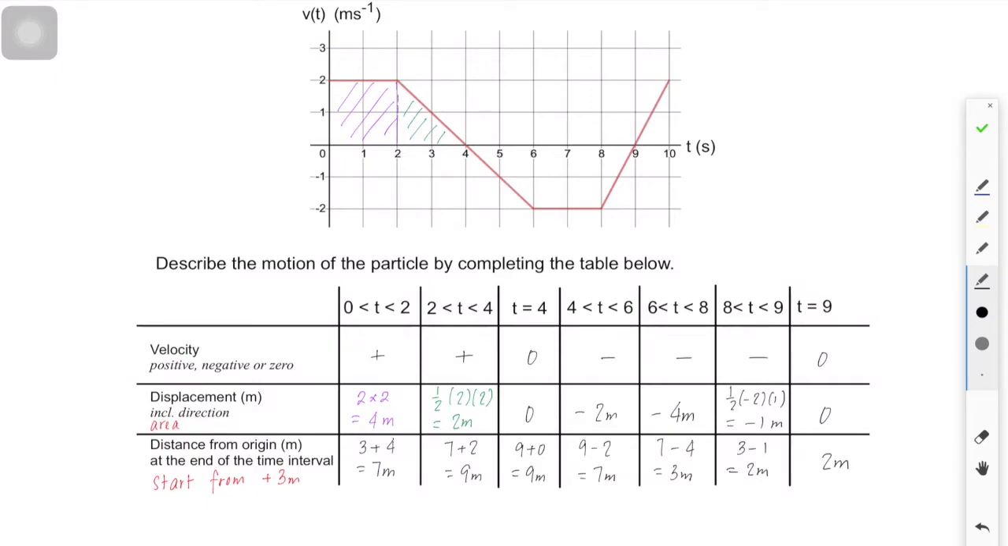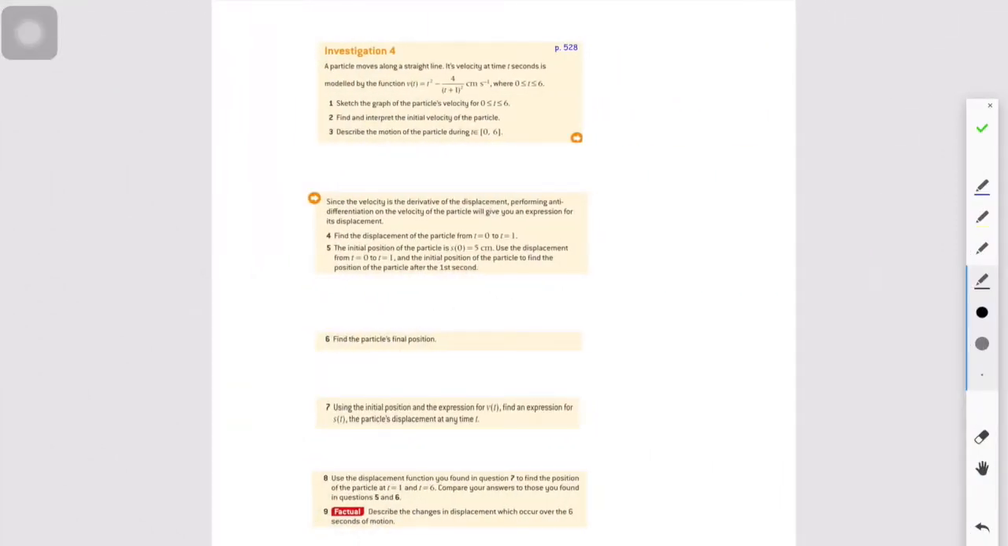So hopefully this exercise has helped you to recap your understanding of kinematics, and it will take you to the next page, which is an investigation found in your textbook on page 528. In this investigation, you will find a relationship between how you can find the displacement versus the total distance of a particle when you're given the v of t function. When you're done, you can go to part 2 of this lesson's videos.